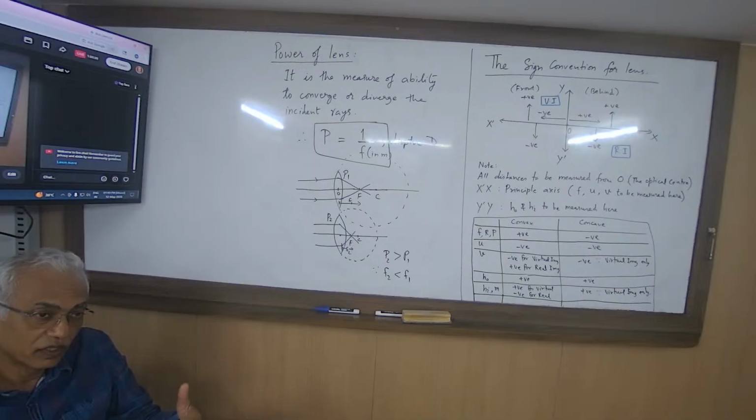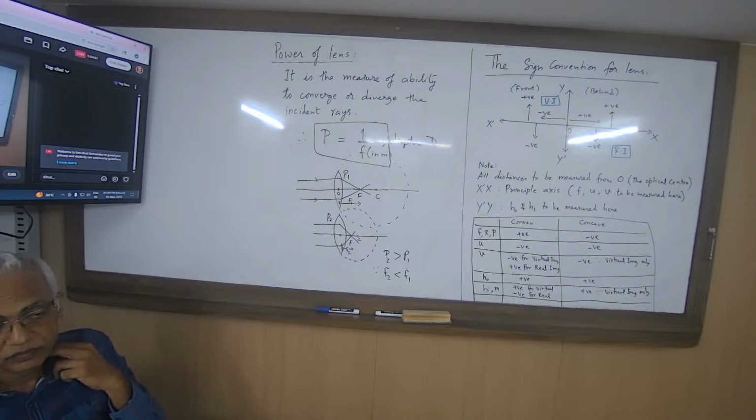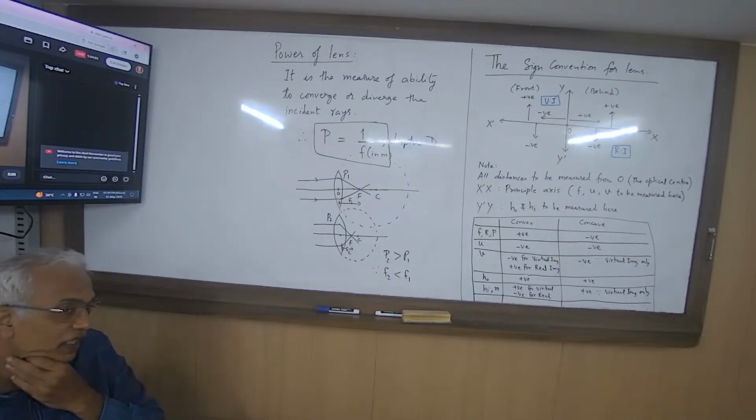So the angles i and r may change, but the answer, sin i by sin r, will not change, for a given pair of media. So that's Snell's law. So what will you write? It states that the ratio of sine of angle of incidence to sine of angle of refraction is always constant. And that constant is called the refractive index of the second medium with respect to the first medium.